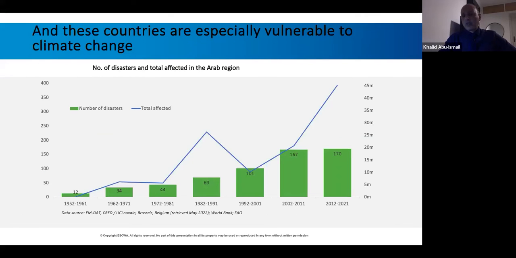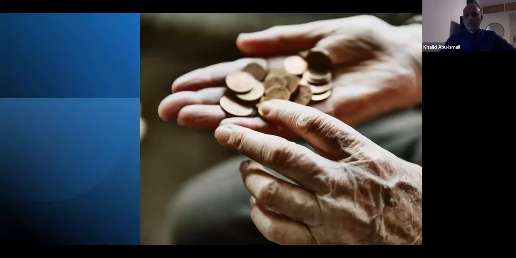And especially because many of these countries are very vulnerable to climate change, and have witnessed a lot of natural disasters. And we can see here that the population affected by these natural disasters, and especially droughts, has been on the rise in the region. So that's the story with the MPI.